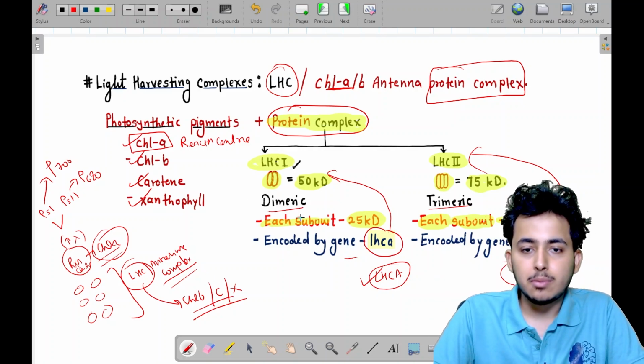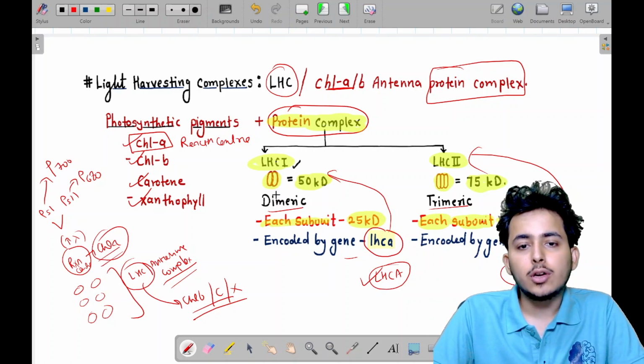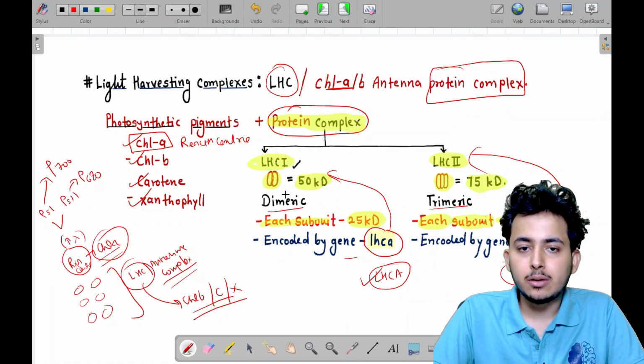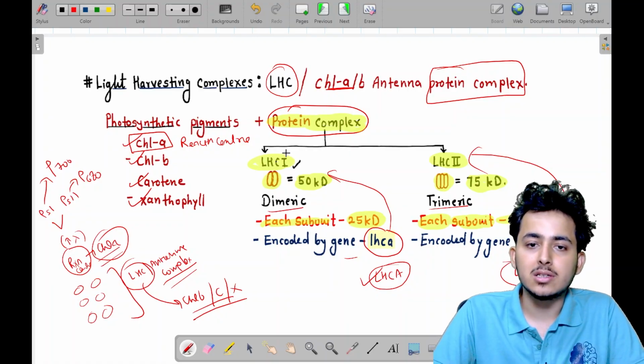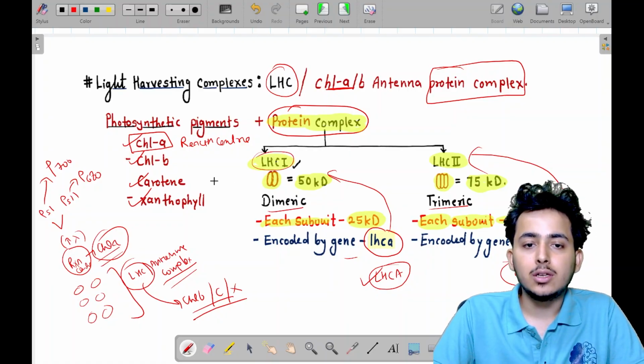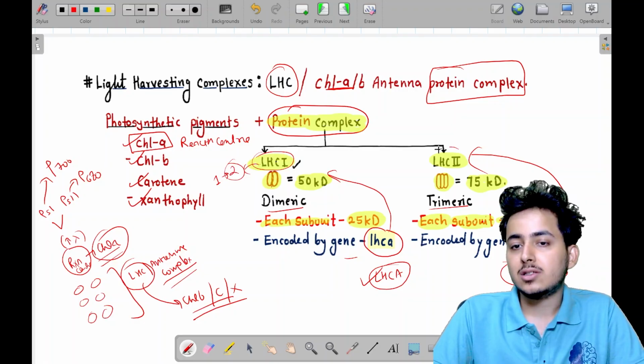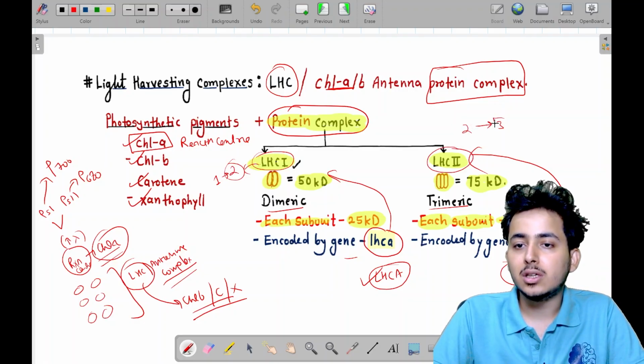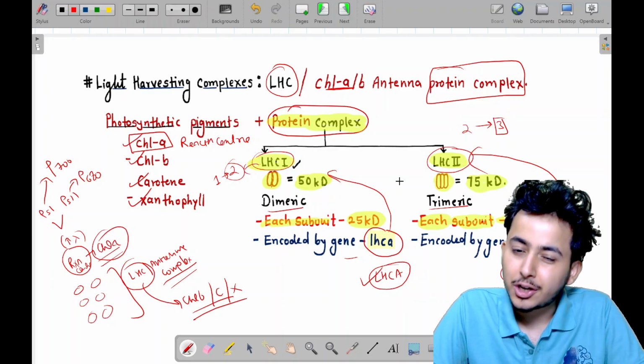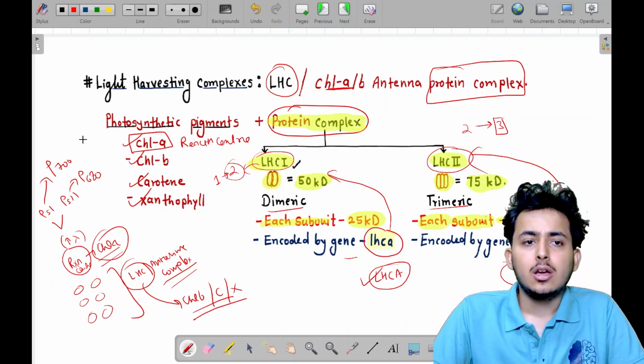So just remember with me. How can you remember which is dimer, which is trimer? One simple trick can be this: after 1 on the number line, you get 2. That means LHC1 is a dimer, and after 2 on the number line, you get the number 3. So that means LHC2 will be trimeric. So that is a short trick to remember these things.